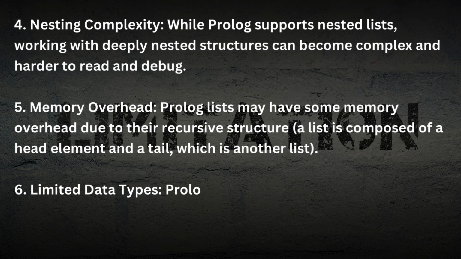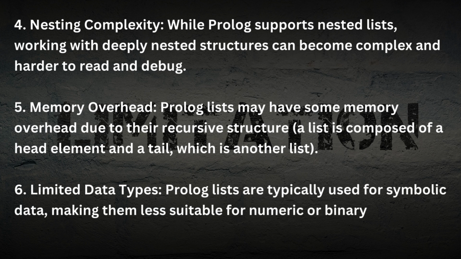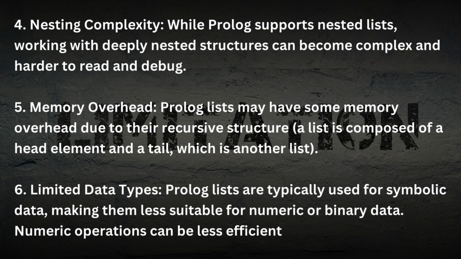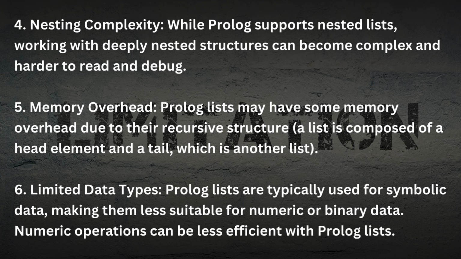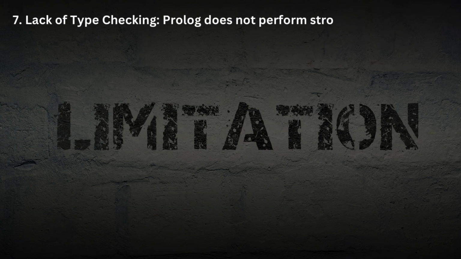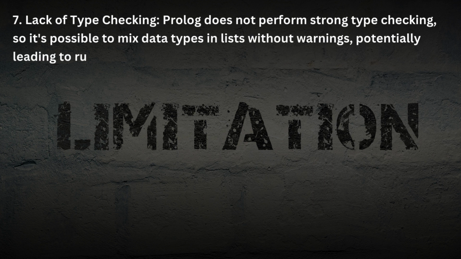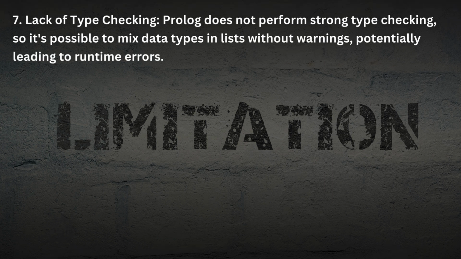Next, limited data types. Prolog lists are typically used for symbolic data, making them less suitable for numeric or binary data. Numeric operations can be less efficient with Prolog lists. Next, lack of type checking. Prolog does not perform strong type checking, so it is possible to mix data types in a list without warning, potentially leading to runtime errors.